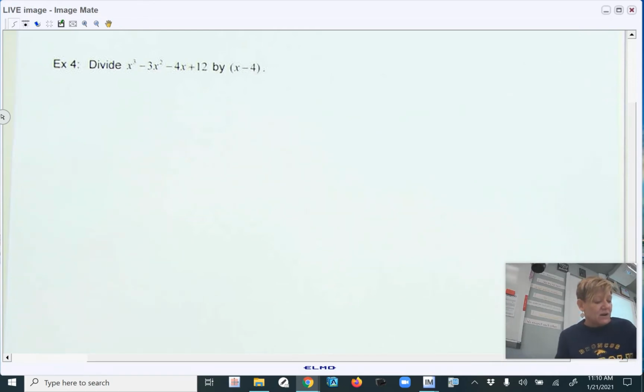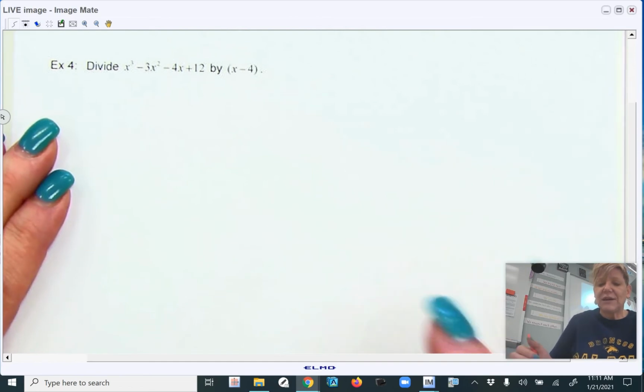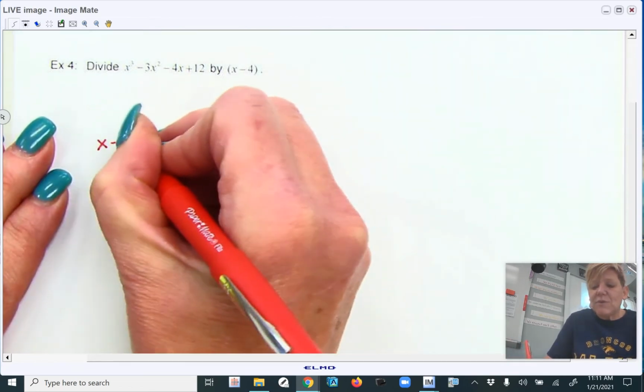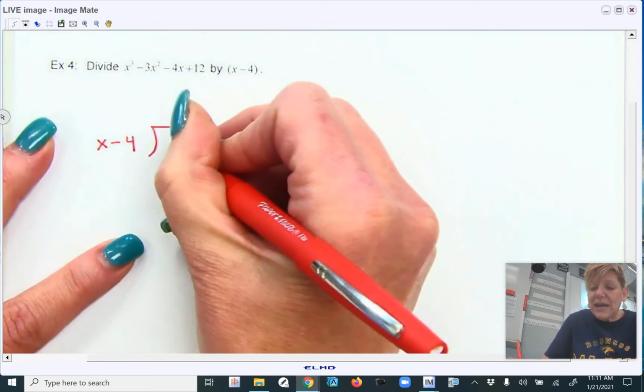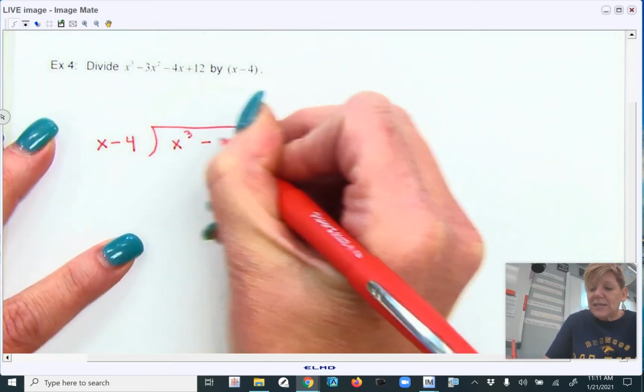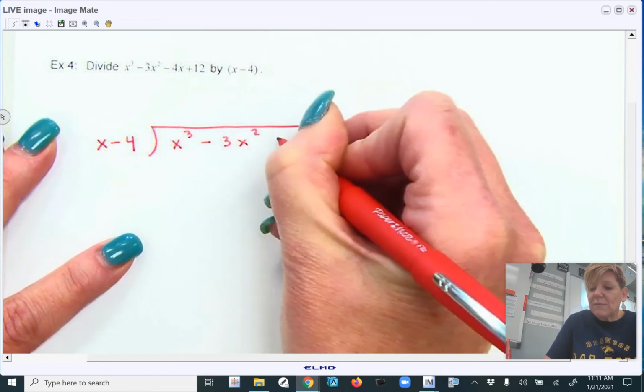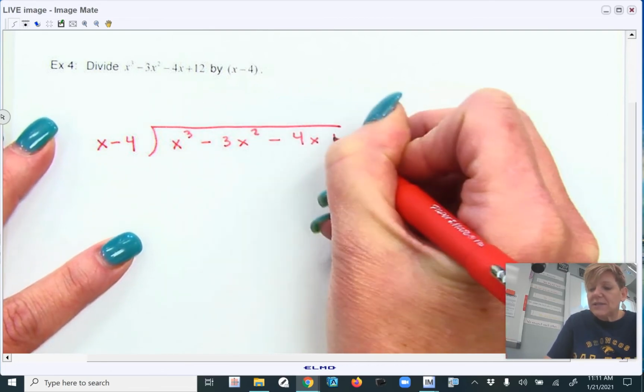And so here we have a choice. We could use synthetic division, or we could use long division. I think I'll review long division with you just because we haven't done one in a while, but realize you could use synthetic division here as well. So I'm going to use long division. So that means I'm going to put x minus 4 on the outside, and on the inside, I'm going to put x cubed minus 3x squared minus 4x plus 12.